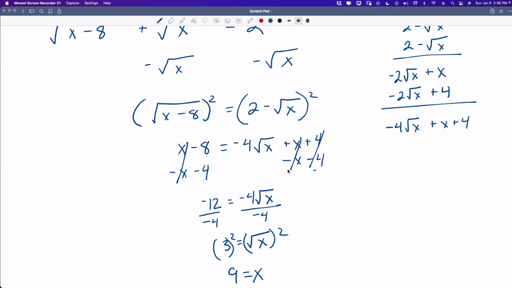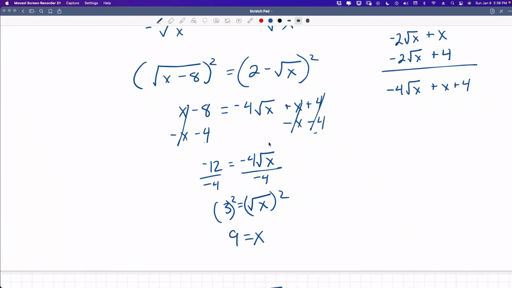We subtract x from both sides. We subtract 4 from both sides. That cancels the x on this side and makes a -12 equals -4 times the square root of x. We divide both sides by the -4. We get that 3 is equal to the square root of x. So when we square both sides, we find that 9 is equal to x.